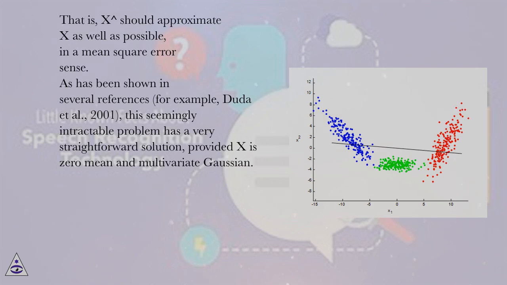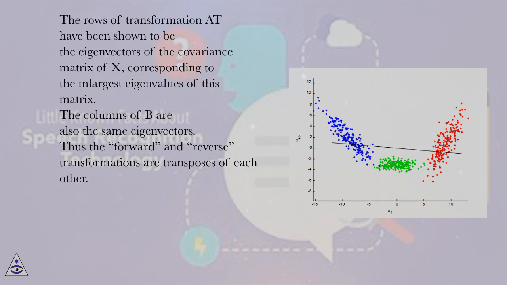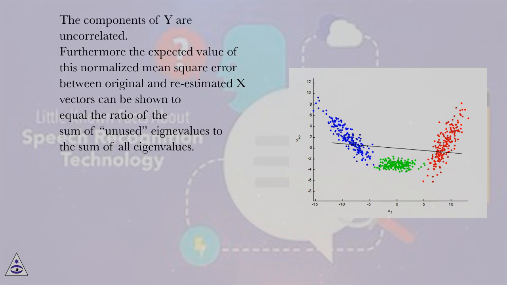As has been shown in several references, for example Duda et al., 2001, this seemingly intractable problem has a very straightforward solution, provided x is zero mean and multivariate Gaussian. The rows of the transformation A^T have been shown to be the eigenvectors of the covariance matrix of x, corresponding to the largest eigenvalues of this matrix. The columns of B are also the same eigenvectors. Thus the forward and reverse transformations are transposes of each other. The components of y are uncorrelated.